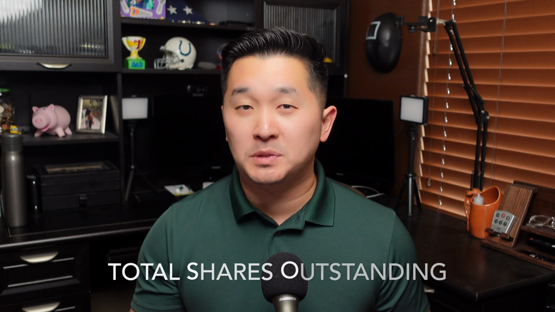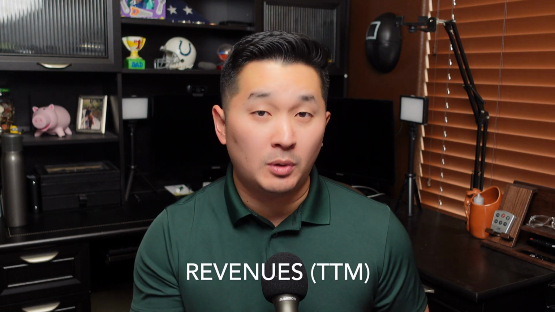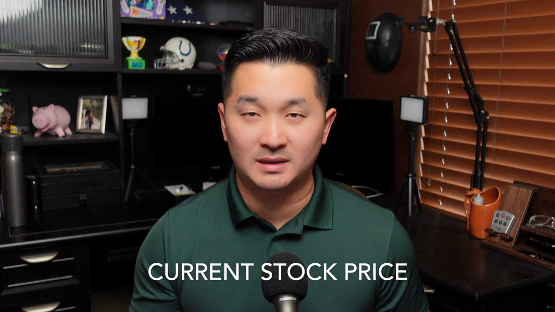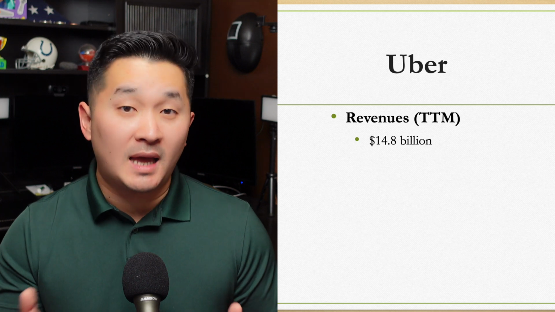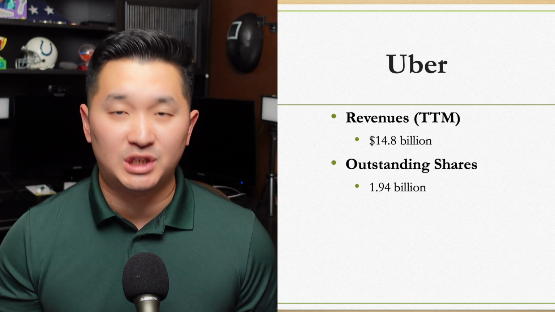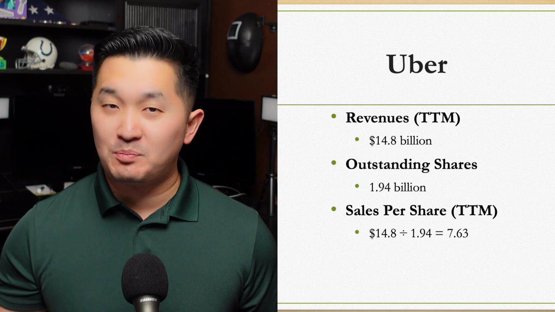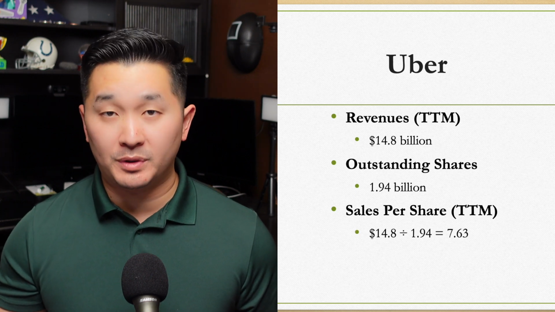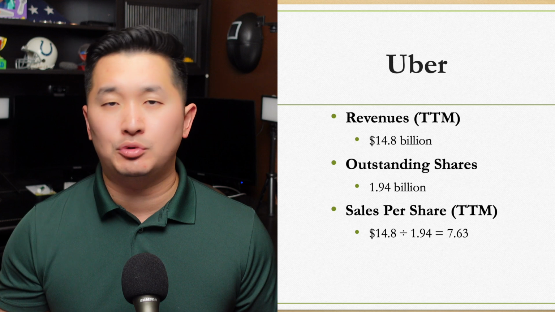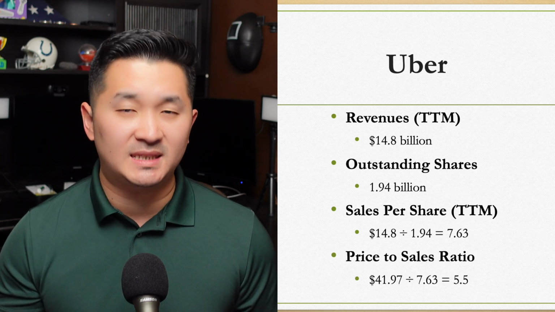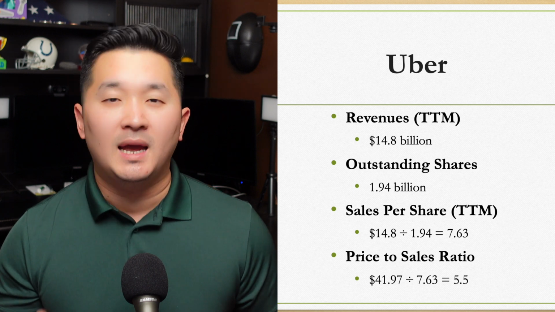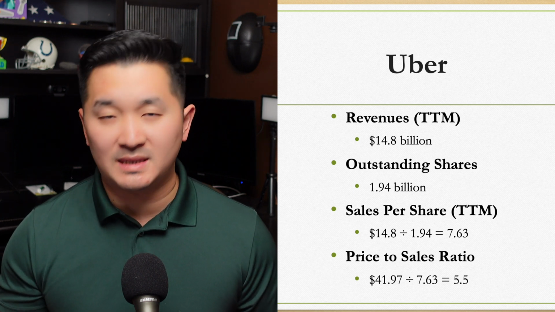Again, in order to calculate the company's price to sales ratio, you're going to need the following data: the company's total shares outstanding, trailing 12 months revenue, and the current stock price. Uber's trailing 12 months revenue is $14.8 billion, and it has 1.94 billion outstanding shares. So I'm going to divide $14.8 billion in revenue by 1.94 billion shares, and that gives me about 7.63 sales per share. I'm going to divide $41.97 in share price by 7.63, and that gives me 5.5 in price to sales ratio.